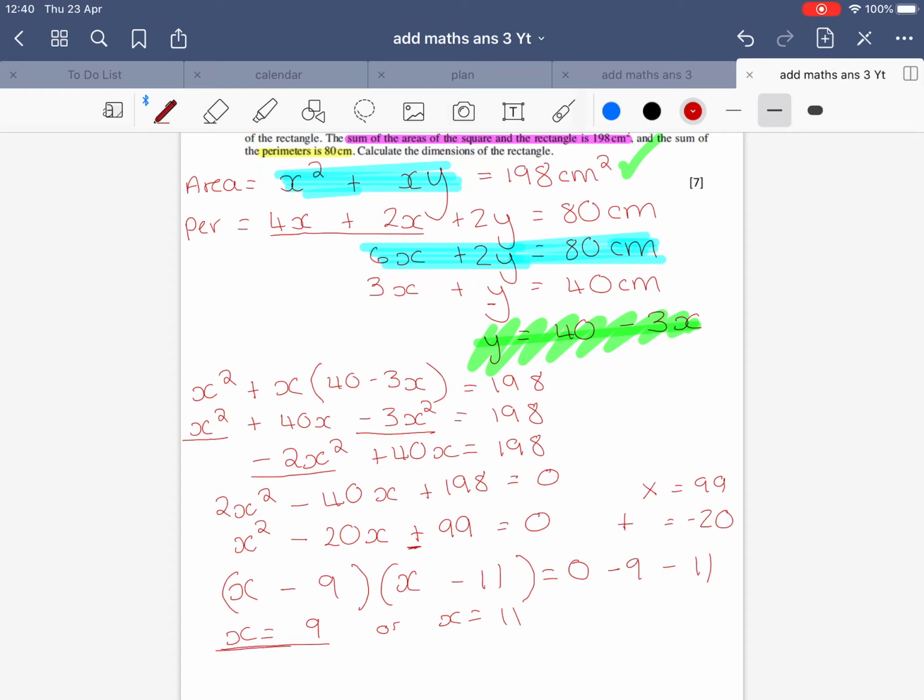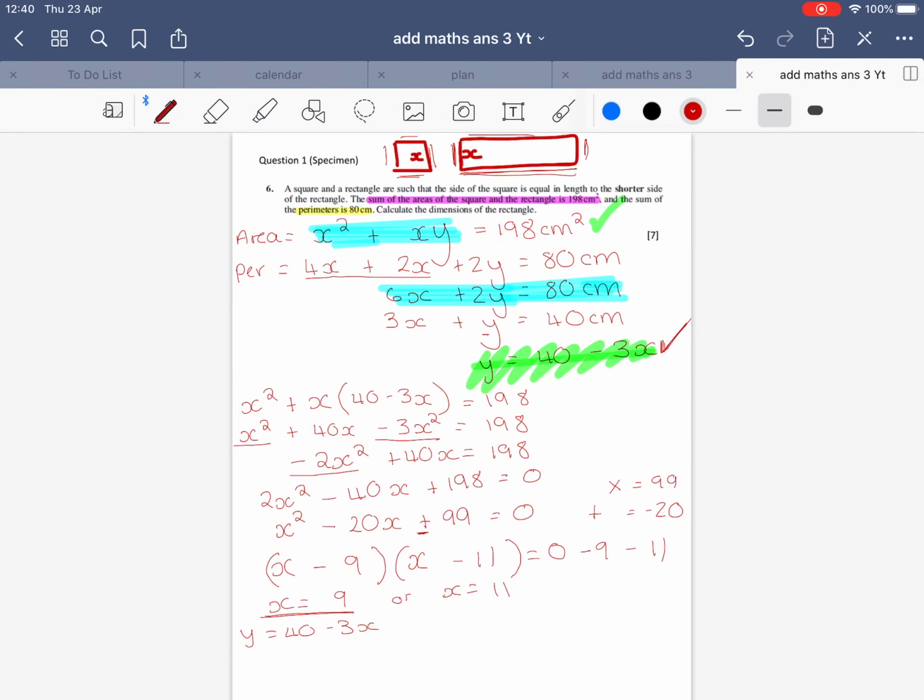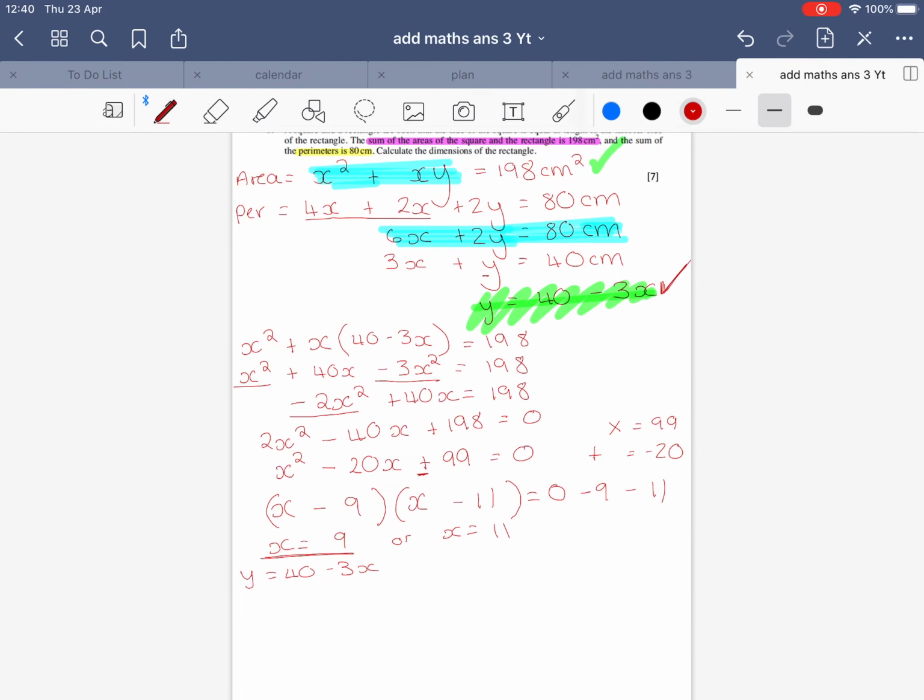So first of all, when x equals 9, you now want to find out y. Don't forget we've got this green highlighted equation here to find out y. So if y equals 40 minus 3x, and I know x is either 9 or 11, I'm just going to plug that in. So I'm going to do 40, take away 3 lots of 9, or it could be 40, take away 3 lots of 11. So our answers are either 13 or 7.